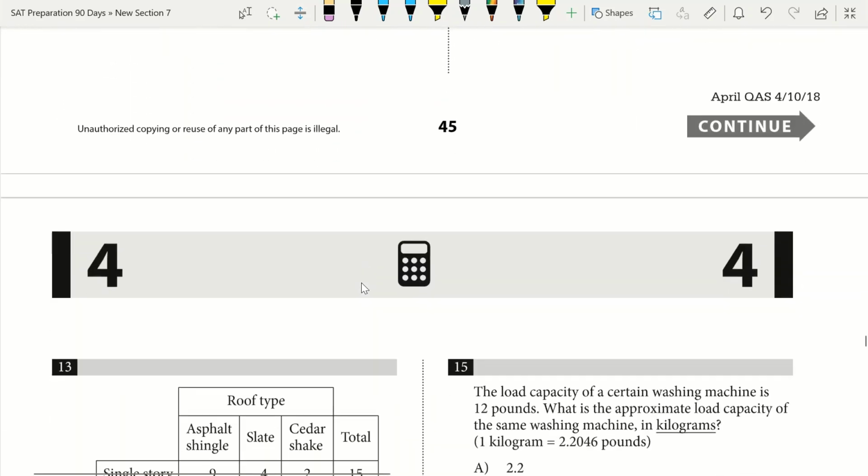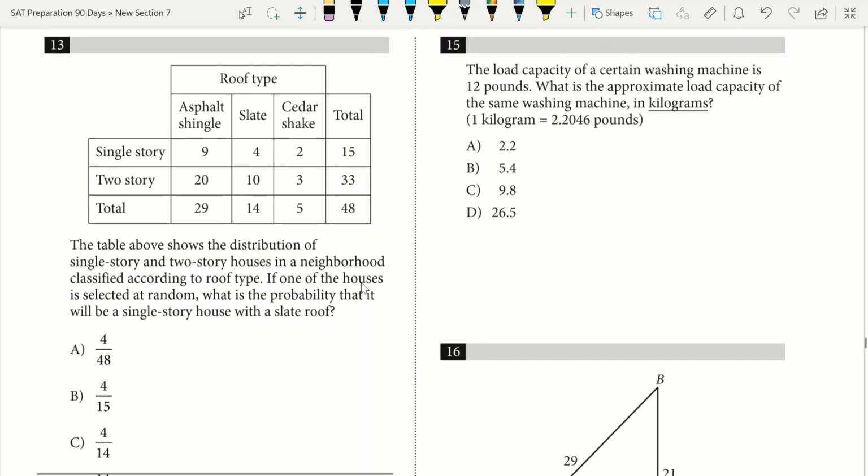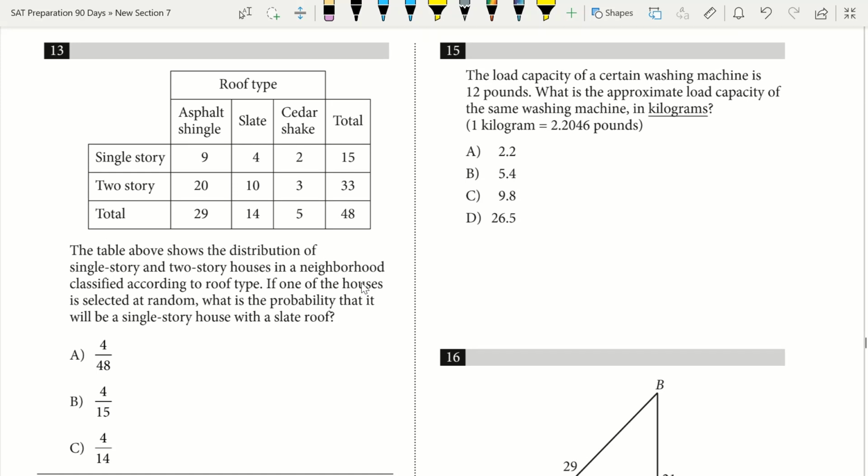All right, question 13. All right, we have a table. So the table above shows the distributions of single-story and two-story houses in a neighborhood classified according to roof type. If one of the houses is selected at random, okay, we need to always pay attention to if we're selecting at random or not. In this case, we are. What is the probability that it will be a single-story house with a slate roof?